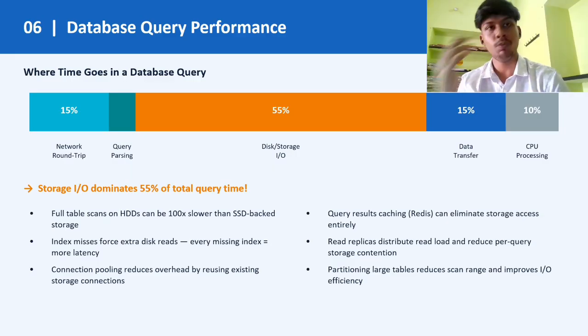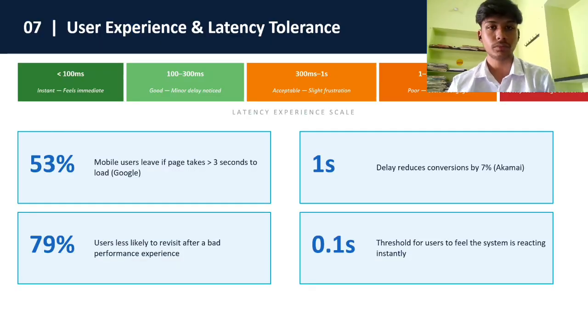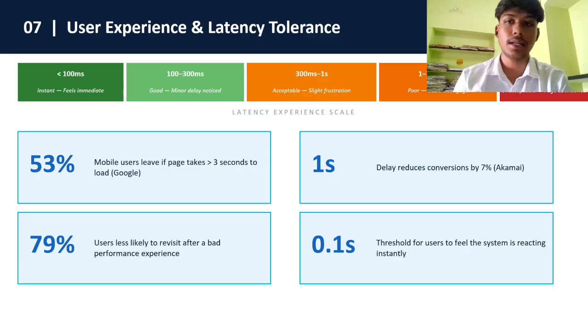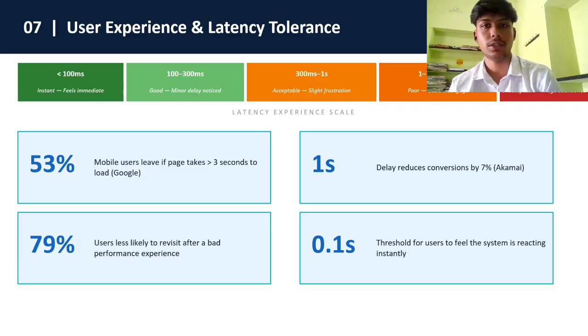Now let's talk about the human side of this. How do users actually experience latency? If you see the slide, research in user experience tells us humans perceive response time in a very specific way. Under 100 milliseconds feels completely instant. The user doesn't notice the delay at all. This is the gold standard that every app should aim for. 100 to 300 milliseconds, there is a very slight delay, but users find this acceptable. A good experience.